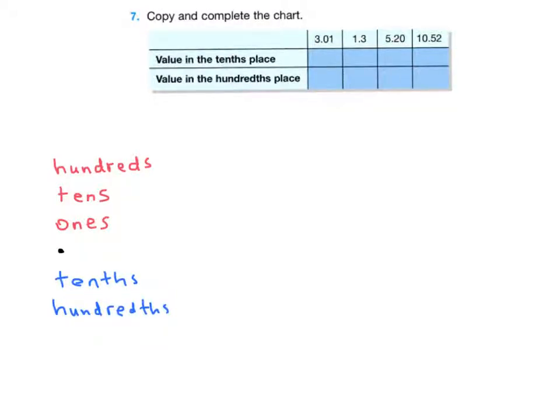We're looking at number 7 there in your book. The question needs you to copy and complete this chart. They want you to look at these numbers here and figure out which digit is in the tenths place and then also in the hundredths place. So there's a pretty simple way to do this, Taylor, and I'm going to show you how.